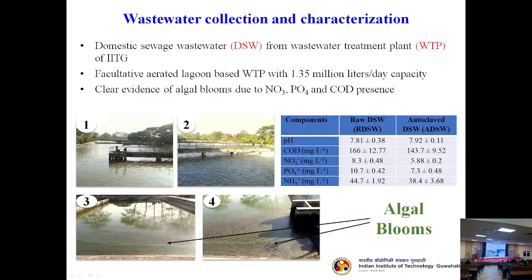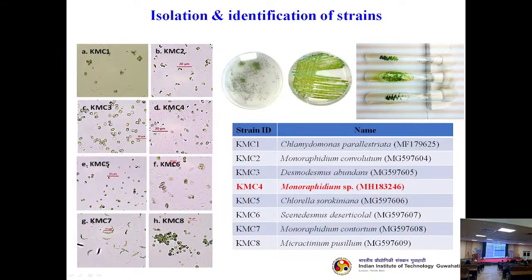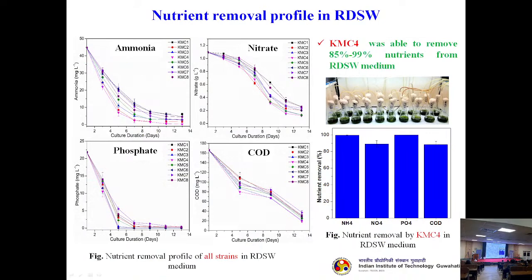You skip all these things, so I don't want to question. Go to, hold on there. So this is the bioremediation profile. Here you can see that ammonia, nitrate, phosphate, and the overall chemical oxygen demand, the COD, got reduced by 85 to 99% in that range, which is very good, using this particular algae species within 13 to 14 days. So this is the bioremediation profile.